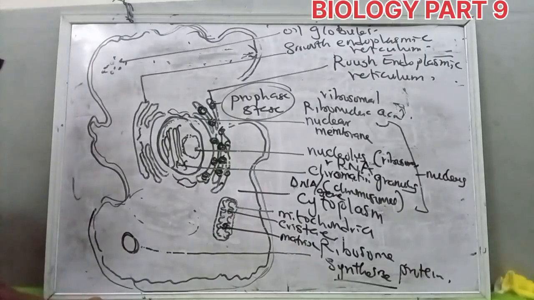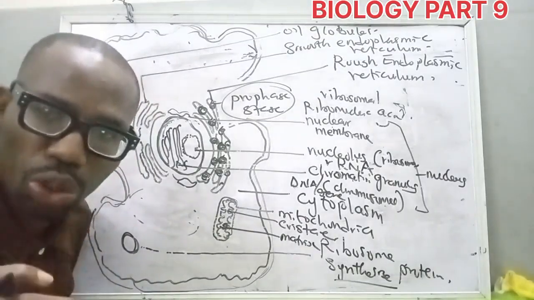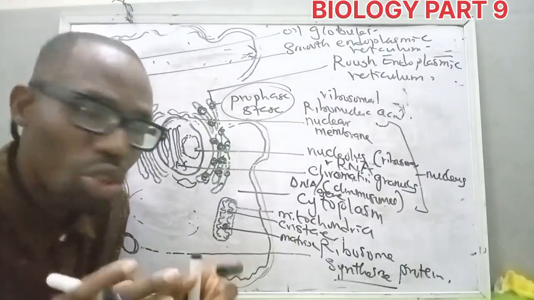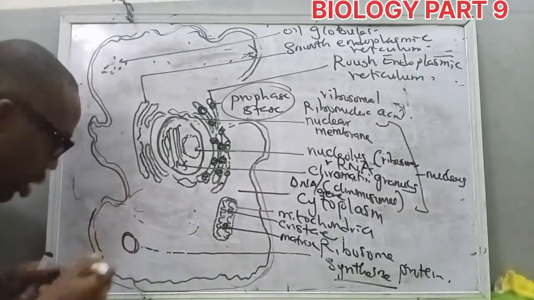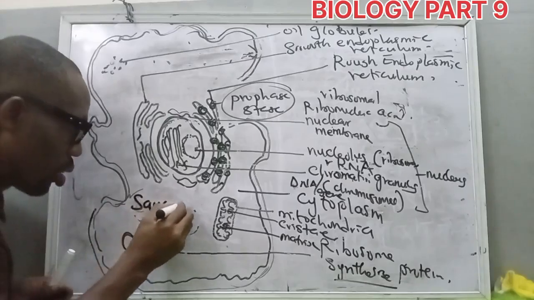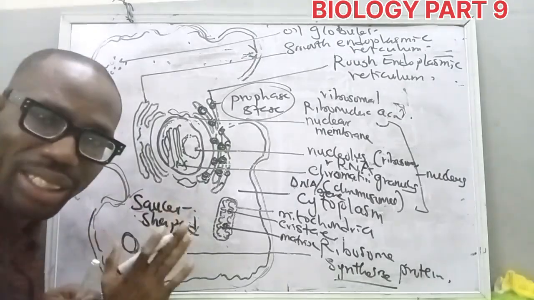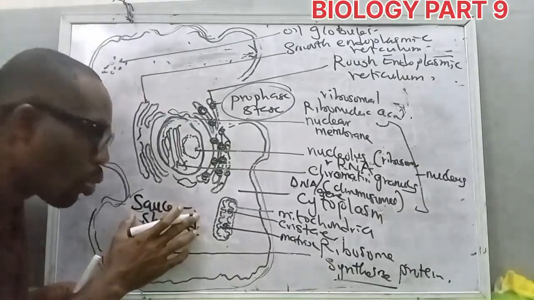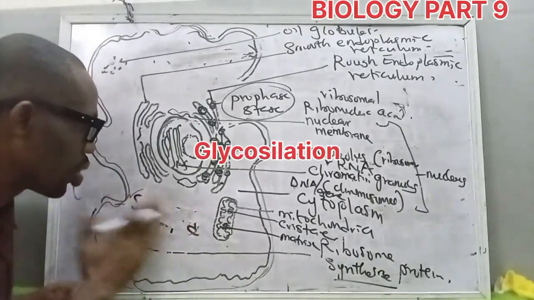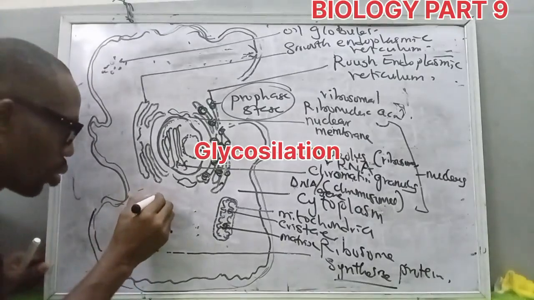Okay. Then around there, you have what we call a saucer-shaped structure that is involved in packaging. A saucer-shaped structure. Let me spell the saucer. S-A-U-C-E-R. A saucer-shaped structure that is involved in packaging. Okay. This structure, glycosylation takes place in this structure. What's that structure? It's called Golgi body. Okay. So you have Golgi body around there.